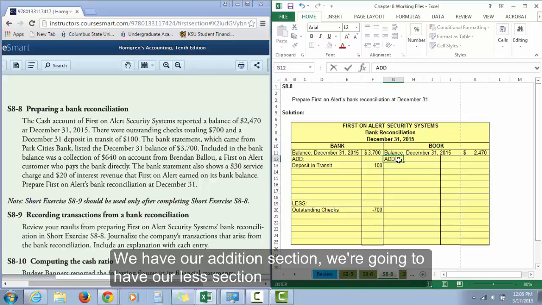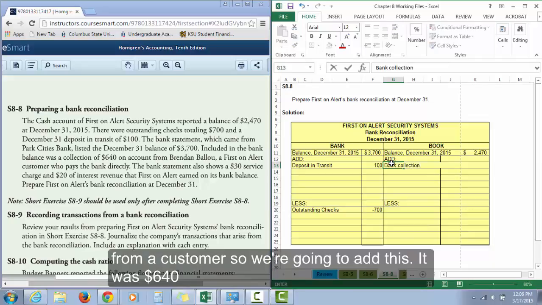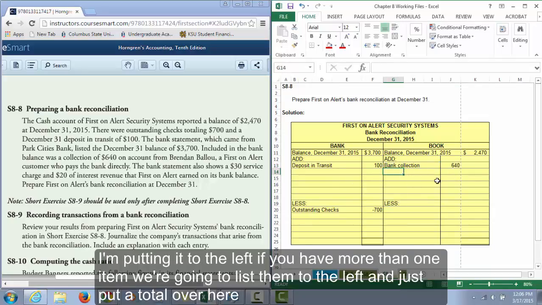So same thing over here. We're going to have our addition section. We're going to have our less section. So over here we're going to have bank collection from a customer. So we're going to add this. So it was $640, and I'm putting it to the left. If you have more than one item, we're going to list them to the left and just put a total over here.